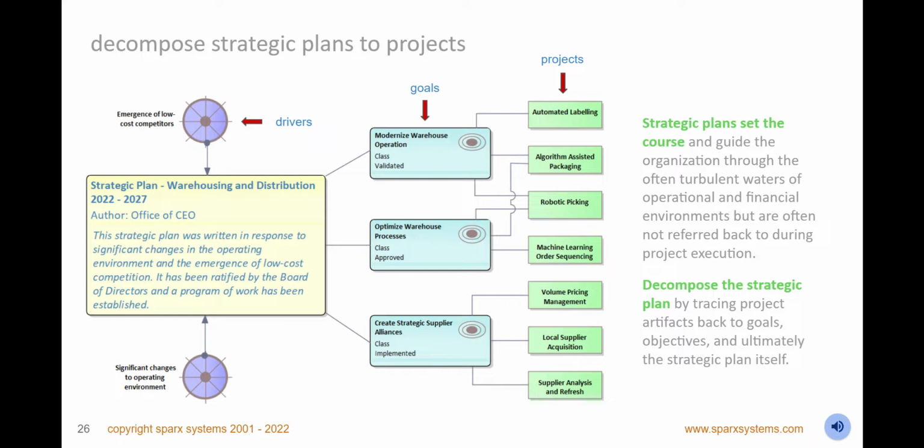You can use a matrix to visualize the connection between projects and goals and ensure that as each project milestone is achieved, that part of the strategy is delivered to stakeholders and executives.